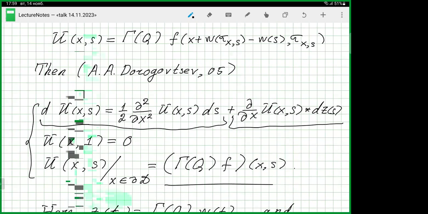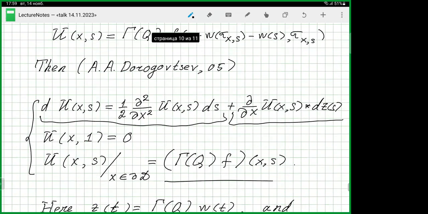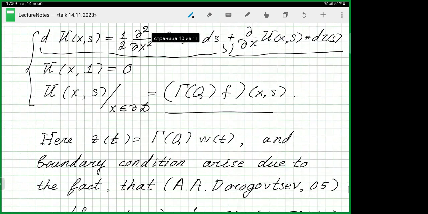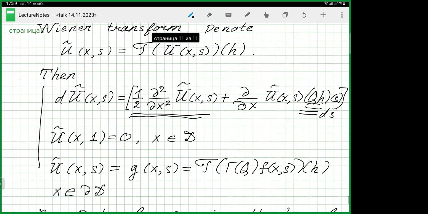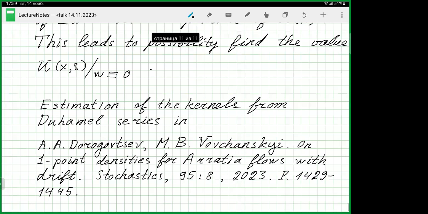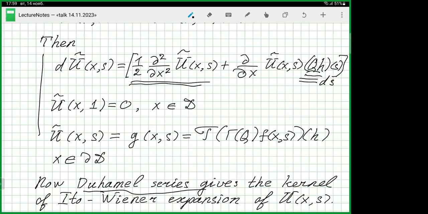As I said, Q can be a projection, for example, on an infinite-dimensional space, and this space can be constructed in such a way that we get a non-semi-martingale at all.